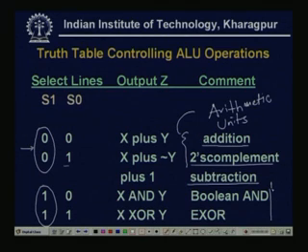So, these are my logic units, and these are a Boolean AND and a XOR. If S0 is 0, this is X AND Y, if S0 is 1, then this is X XOR Y. So, in this way, this is the truth table for controlling the ALU operations.